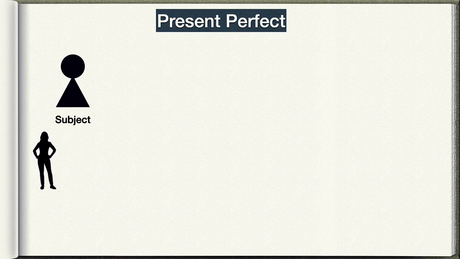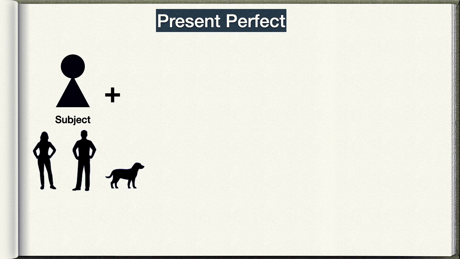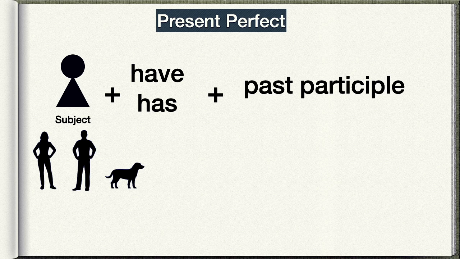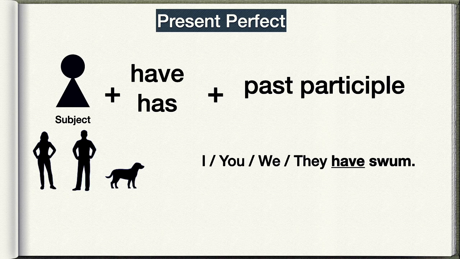To form present perfect, we need a subject, for example, she, he, it, or they, plus have or has, plus past participle. Look at the following sentences. I, you, we, they have swum. He, she, it has swum. So for I, you, we, and they, we use have. For he, she, and it, we use has.